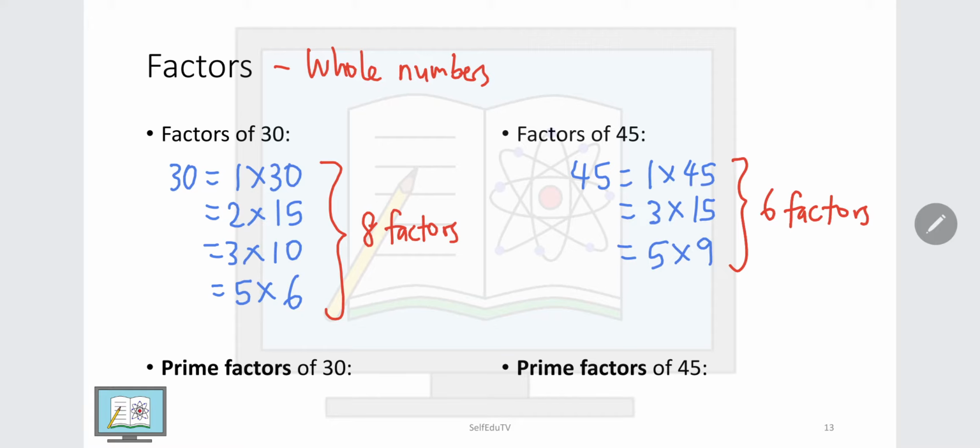So how to get prime factors of 30? You pick from the list. You pick prime numbers. 1 is not a prime number. So 2 is a prime factor of 30. 3 is also a prime factor of 30. And 5. No more. How about prime factors of 45? It will be only 3 and 5.